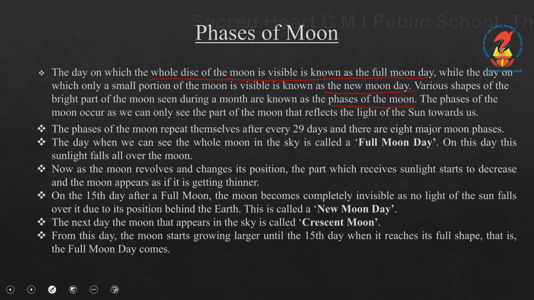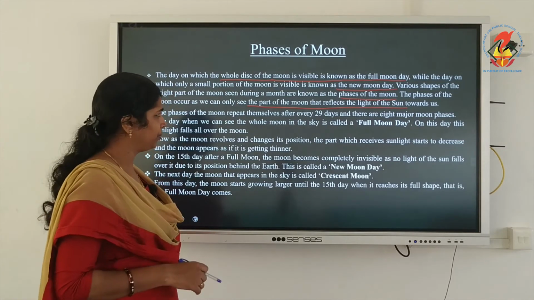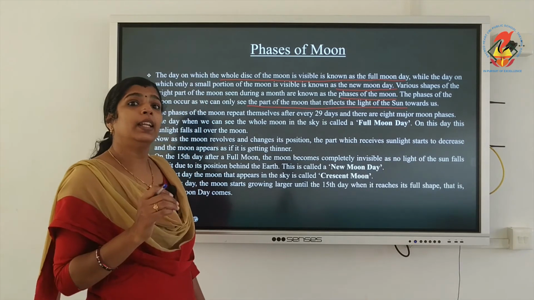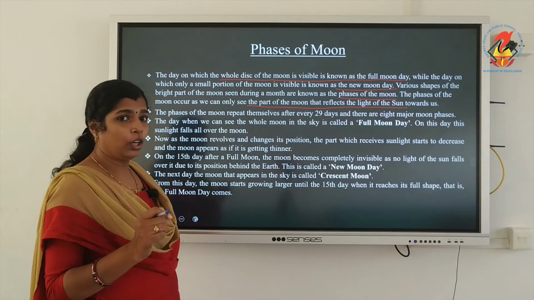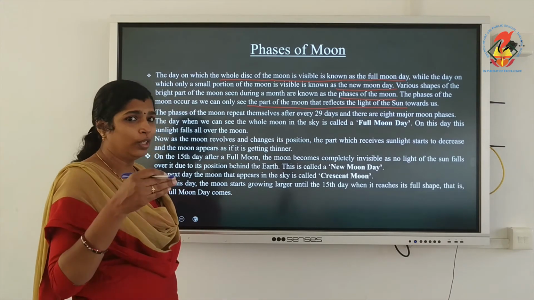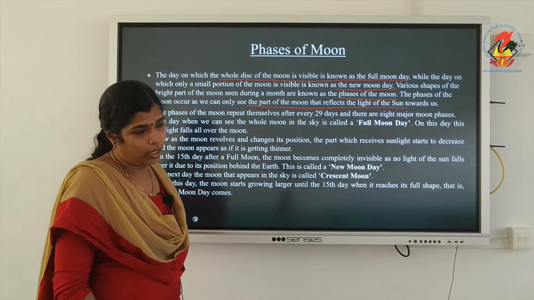The phases of the moon occur as we see only the part of the moon which reflects the light from the sun towards us. So, the moon reflects the sunlight falling on it towards us, and only that part will be visible to us.